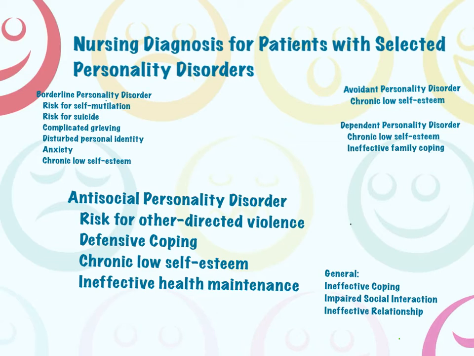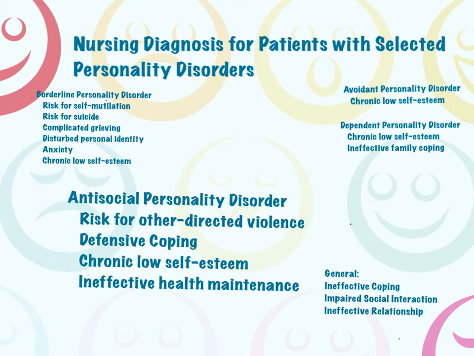Defensive coping is another nursing diagnosis that fits. The person really becomes aggressive in order to prevent harm. It's like a preemptive strike. They're going to hurt you before you hurt them. And because this person has no remorse, these things can be very difficult to deal with.